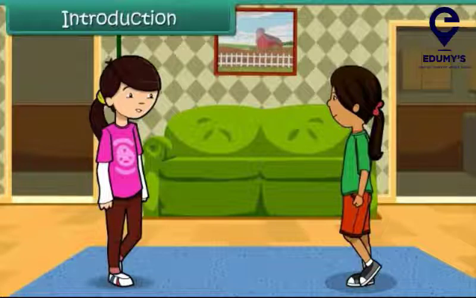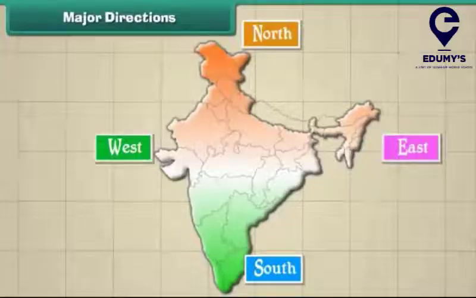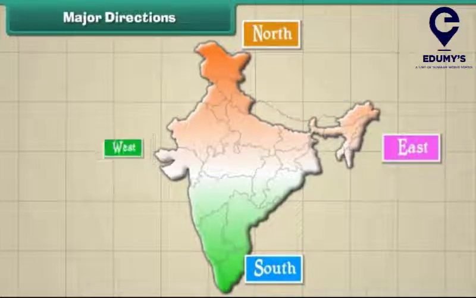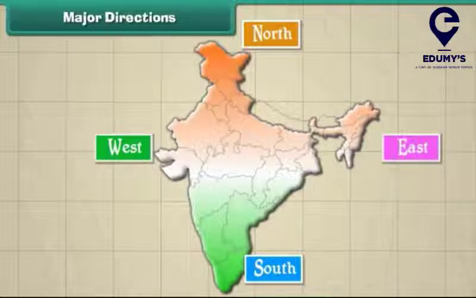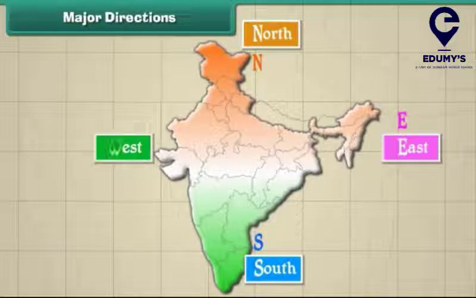In this lesson, you will learn about directions and time. Major directions. There are 4 main directions. They are north, east, south, and west. The 4 letters N, E, S, and W represent these directions.